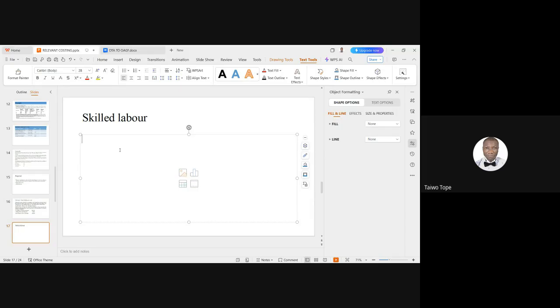So, for skilled labor, the contribution earned by skilled labor in making product P is 40 divided by 4 hours per unit, which will be equal to 10 naira per skilled labor hour.